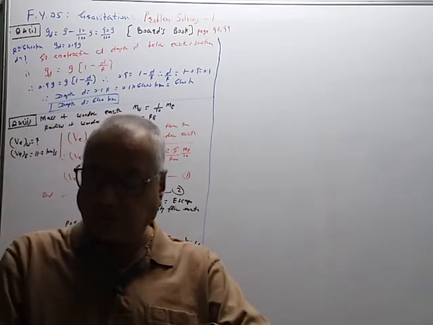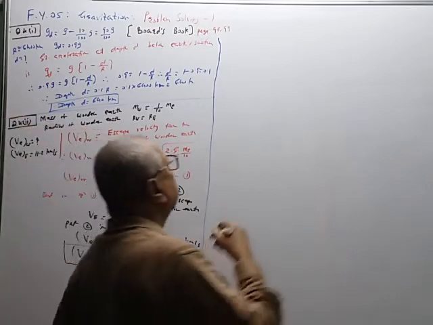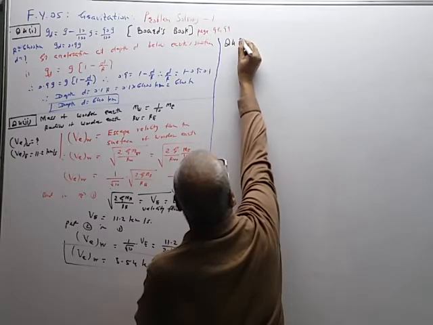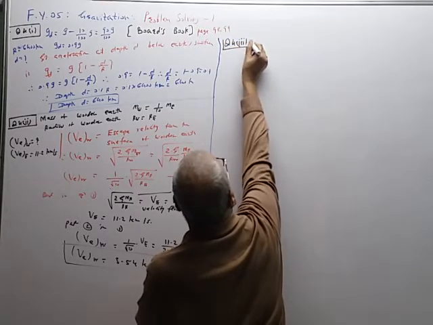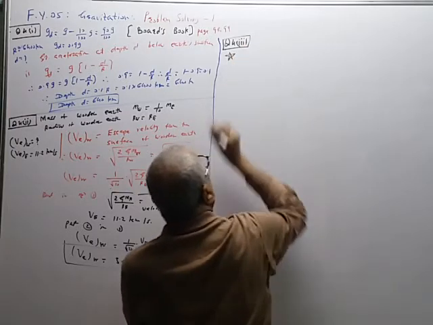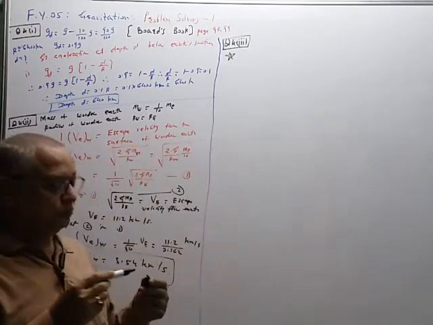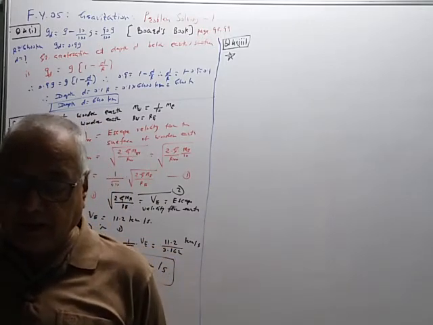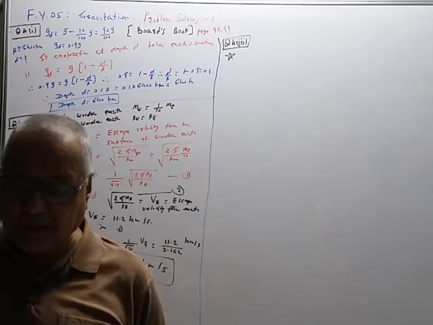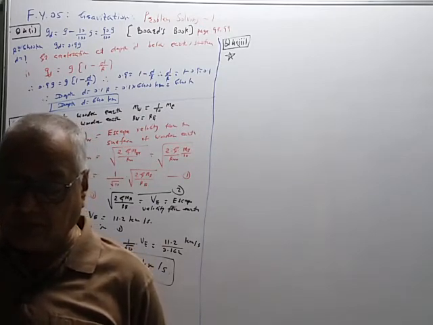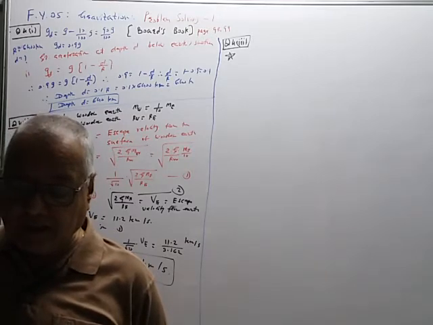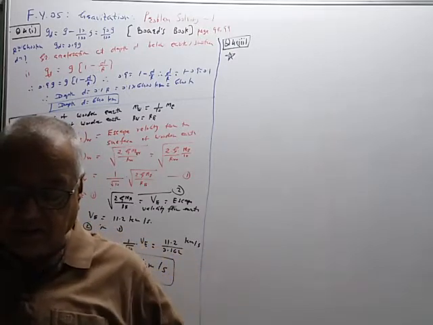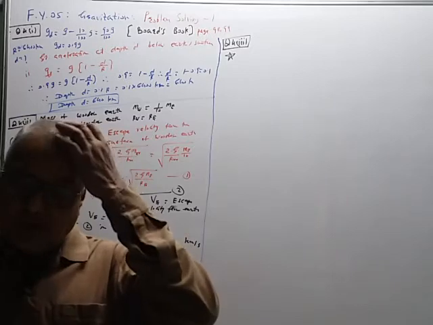क्वेश्चन नंबर 4.3. प्रॉब्लेम स्टार्ट होने. Calculate the kinetic energy, potential energy, total energy and binding energy of an artificial satellite of mass 2000 kg orbiting at a height of 3600 km above the surface of the earth. G is given, R is given, mass of the earth is given. So all the quantities are given.